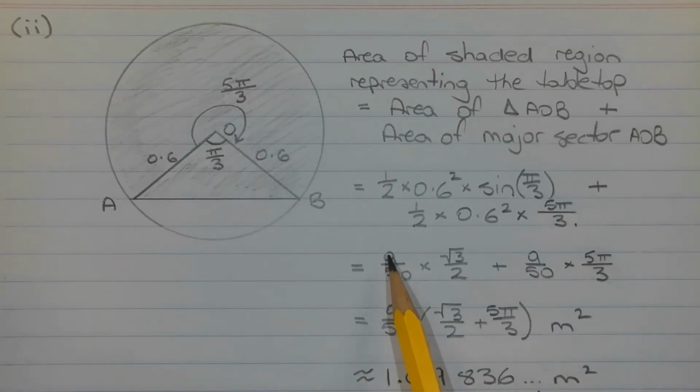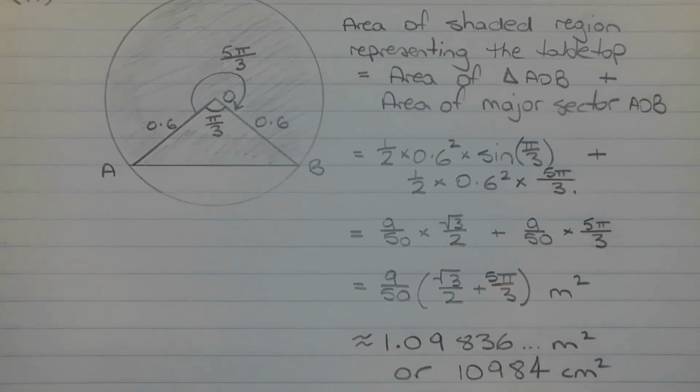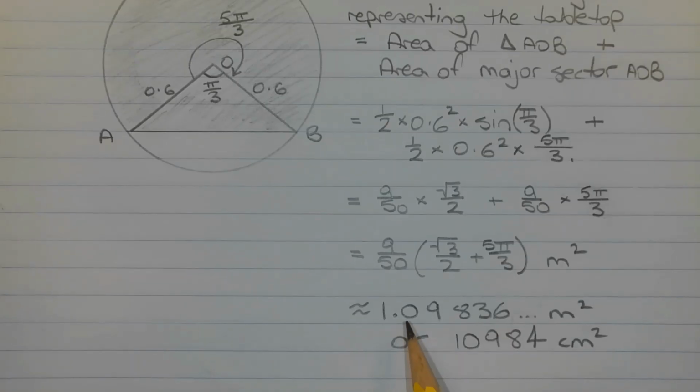Now we can factorize out 9 over 50 from both of these terms, and we get 9 over 50 times open bracket root 3 over 2 plus 5 pi over 3 close bracket square meters in exact form, which is approximately 1.09836 square meters or 10,984 square centimeters, correct to the nearest square centimeter.